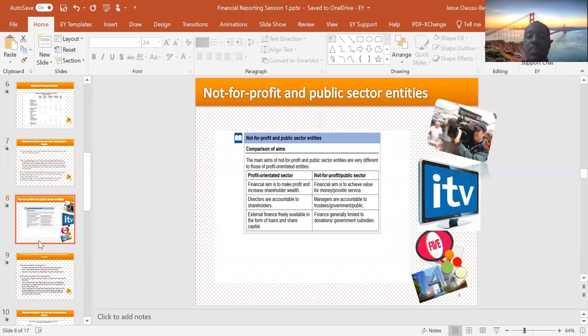And in terms of accountability for the profit-oriented businesses, the directors are accountable to shareholders. Non-profits, the directors are accountable to the public, trustees, or the government. For profit-oriented, again, external finance can be raised from loans and share capital. For non-profits, external finance is usually raised from donations and government subsidies. So very, very key. Please keep that in mind.